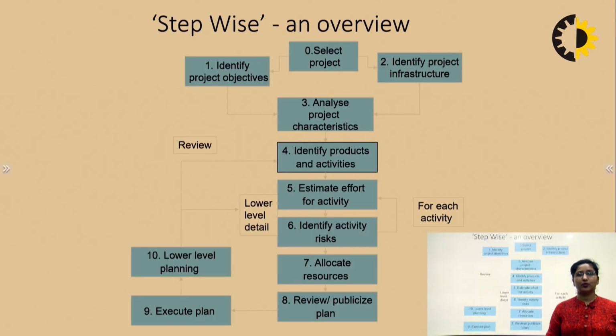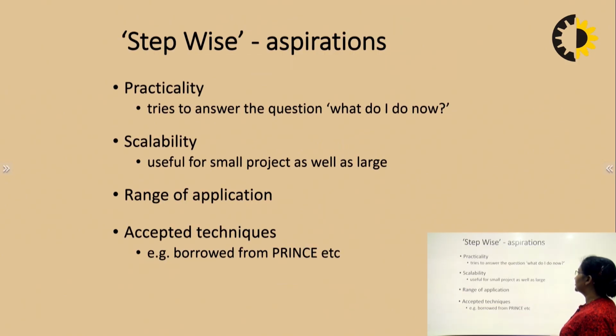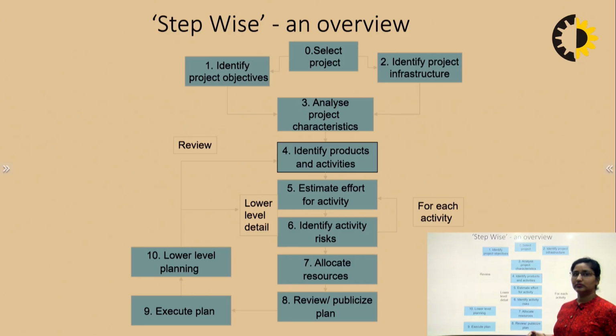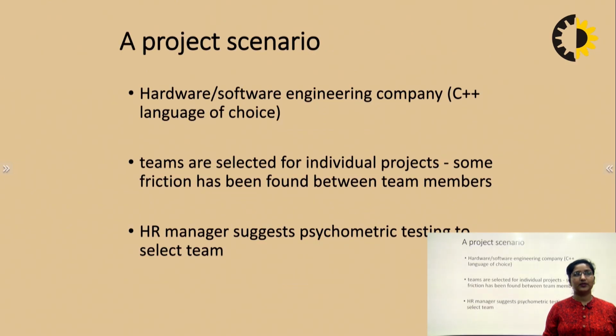So this is the stepwise overview of it, like selecting the projects, it is a 0th step. Identifying the project objectives, then identifying the project infrastructure. Review, then analysis of the project characteristics, identifying the product and its various activities, estimating the effort for each activity, identifying the activity risks. So these are all the stepwise project planning that we had discussed in earlier lectures as well. So for this, each and every activity, some aspiration is to be done.